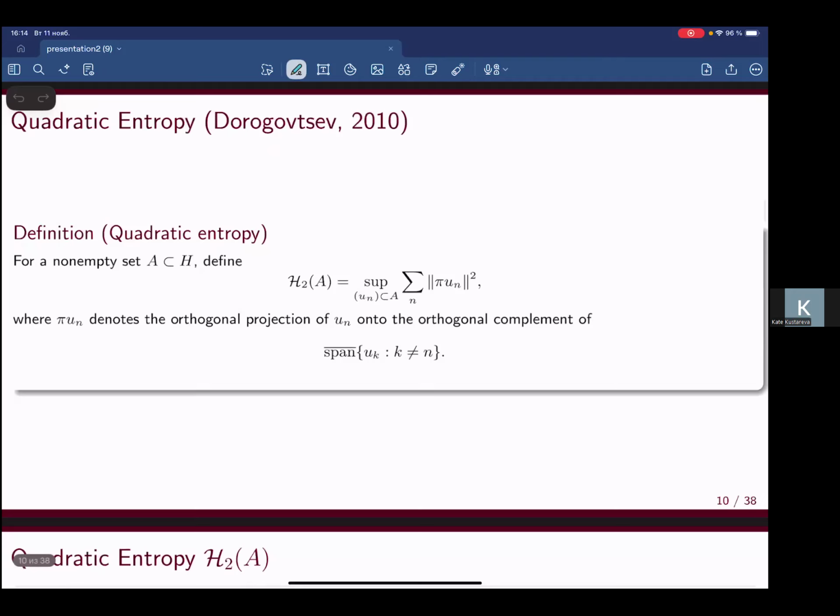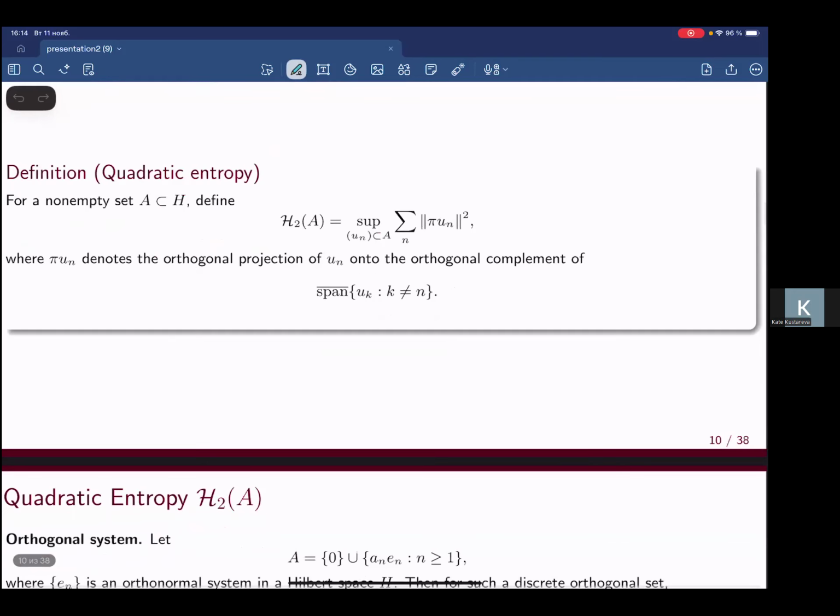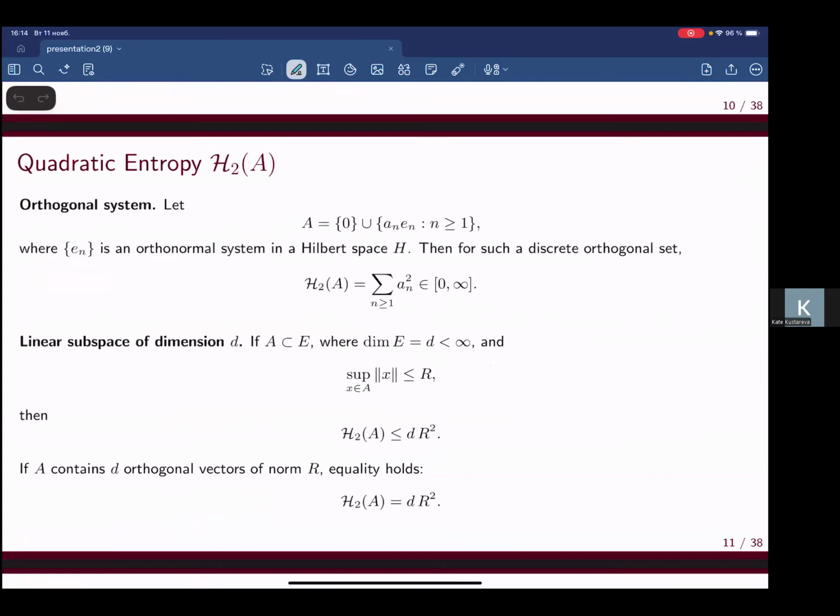And let us look at two examples. First one, an orthogonal system. A equals 0 together with the elements a_n e_n, where e_n is an orthonormal system in a Hilbert space. And for the discrete orthogonal set, the quadratic entropy is simply the sum of squares of the coefficients. So H2(A) equals the sum over n of a_n squared.